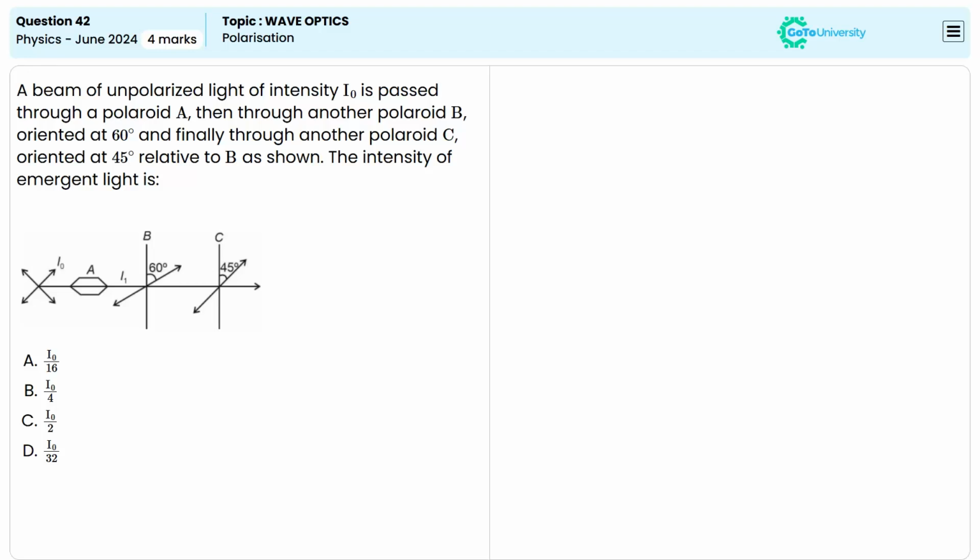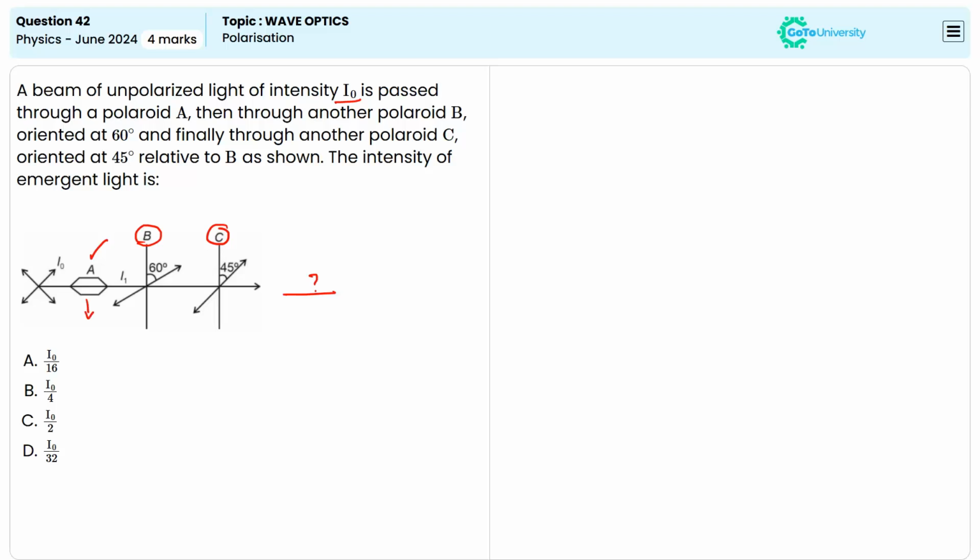A beam of unpolarized light, having an intensity of I naught, is passing through Polaroid A, and then through Polaroids B and C. The question here is, what will be the intensity of the light coming out from Polaroid C? It's known that whenever light goes inside a Polaroid, there will be a change in intensity.